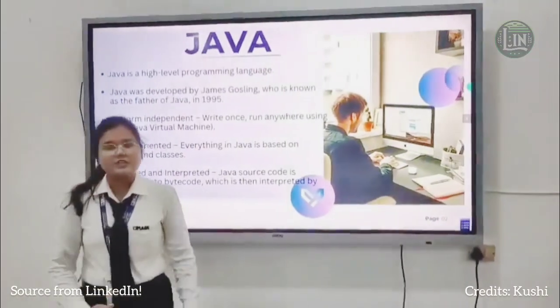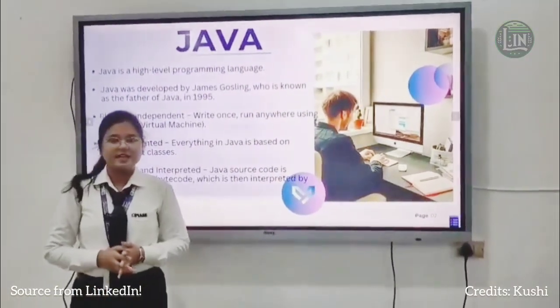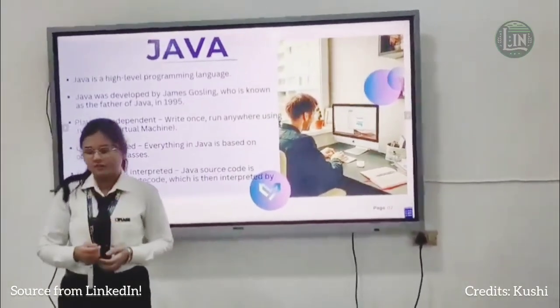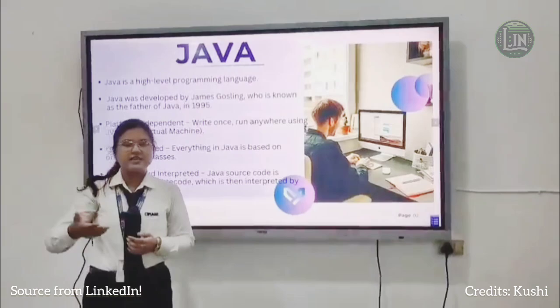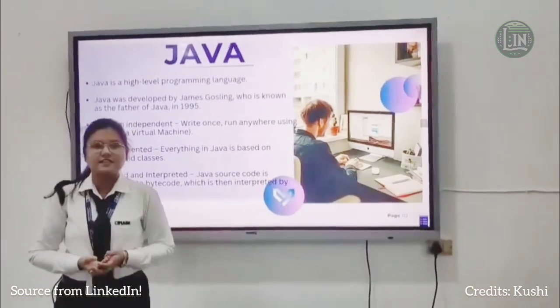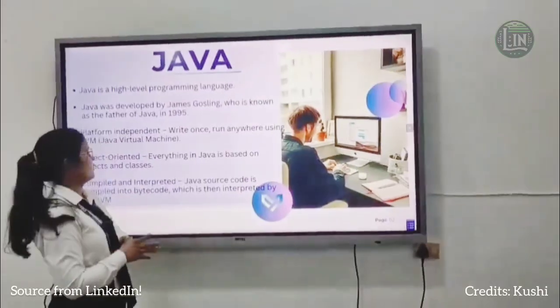Firstly, we define a class. We know about what is Java. Java is a high-level programming language. It was developed by James Gosling in 1995. He is the father of Java. Java is platform-independent and runs anywhere using a JVM. JVM stands for Java Virtual Machine, and it is an object-oriented programming language.